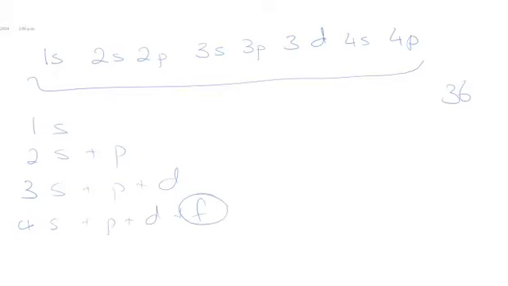But you don't have to know the 4f, and you also don't actually have to know the 4d orbitals either. So you only have to, in fact, know the first 36 elements. It makes things a bit easier.